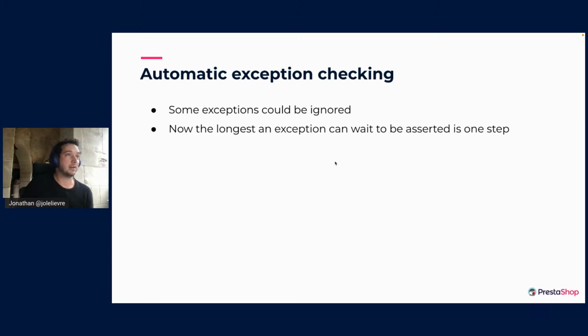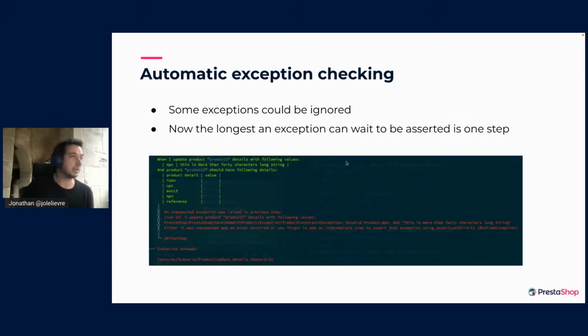So basically, we store the exception, but we expect it to be asserted in the next step. And if it's not, then we consider it as an unexpected exception. And in this case, we stop the execution of the script, or at least we indicate that there was an error. And you will see a message indicating that an unexpected exception was raised in a previous step, and it will give you the previous step's details and which kind of exception has been thrown.